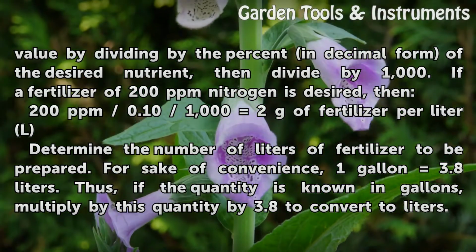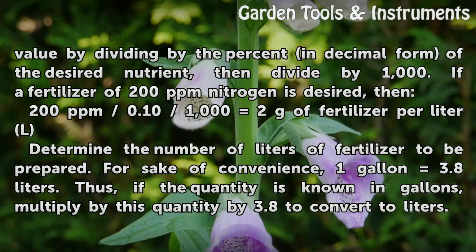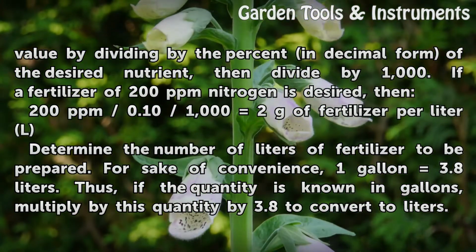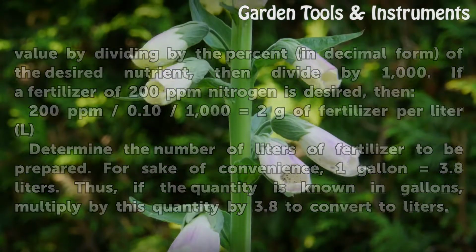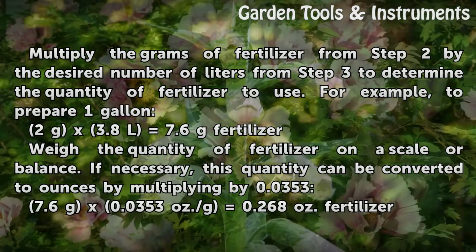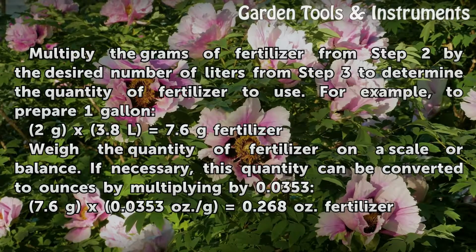Determine the number of liters of fertilizer to be prepared. For sake of convenience, 1 gallon equals 3.8 liters. Thus, if the quantity is known in gallons, multiply this quantity by 3.8 to convert to liters. Multiply the grams of fertilizer from step 2 by the desired number of liters from step 3 to determine the quantity of fertilizer to use. For example, to prepare 1 gallon, 2 grams x 3.8 liters equals 7.6 grams fertilizer.